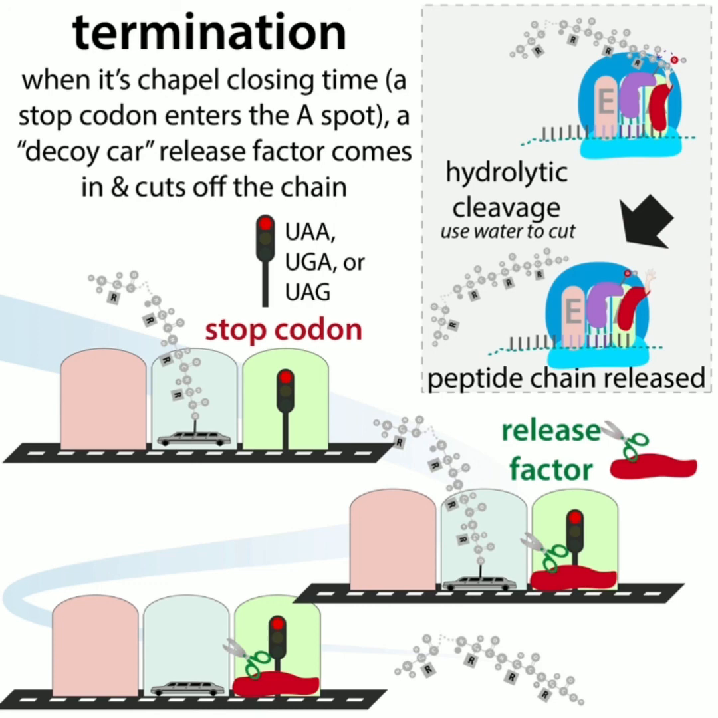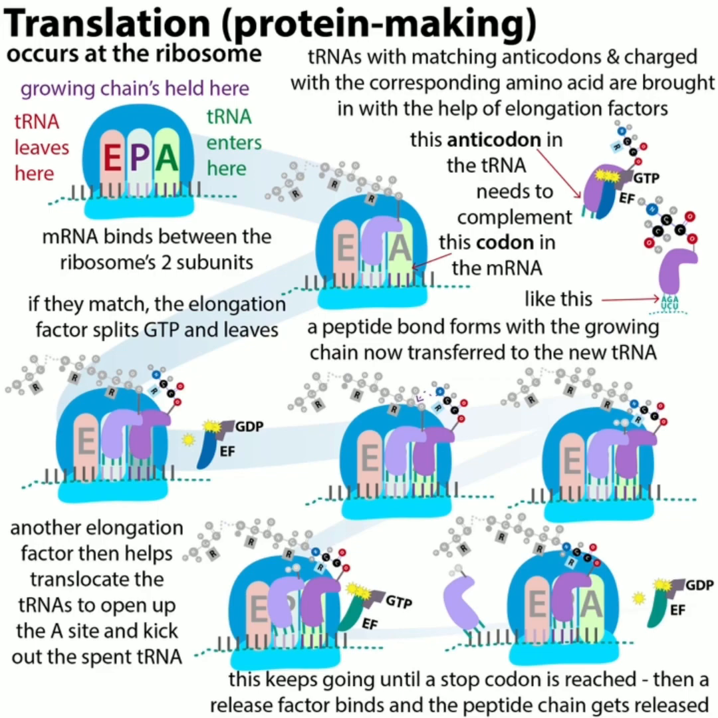And so instead of having a tRNA that binds, it has this protein called a release factor, and it's kind of like a decoy car, so it kind of looks like a tRNA, but it's not. And it specifically likes the stop codon, and so it's going to come in, and it's actually going to cut off the peptide chain in what's called hydrolytic cleavage. So we call it hydrolytic cleavage because it's using a water molecule to cut. And so when it does this, it releases the growing chain. And so that is how you make a protein.